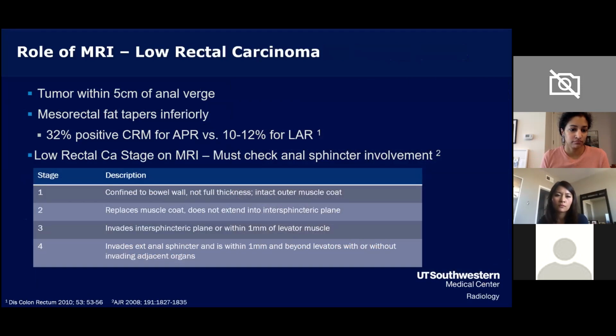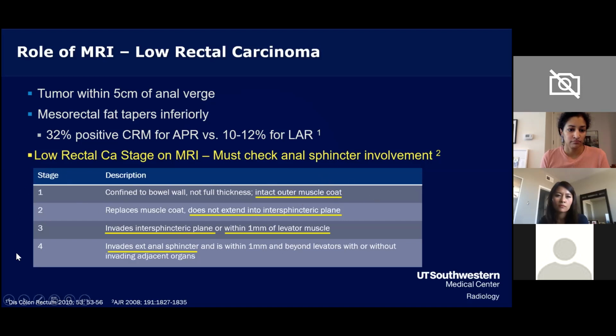Now, lower rectal cancers you kind of have to think about a little bit differently, because there's no mesorectal fascia down there. Instead, you have to worry about the levator muscles. So there's this separate staging system that was put out by the Mercury group a number of years ago for determining the stage of a lower rectal cancer based on their involvement of the anal sphincter complex.